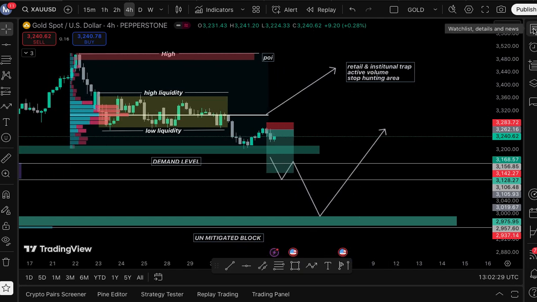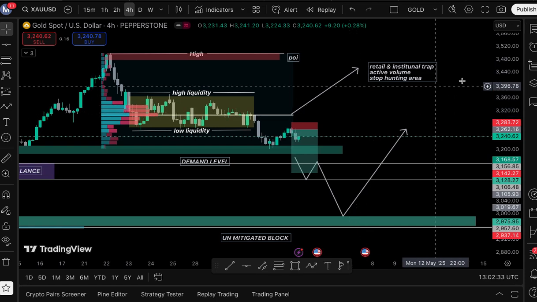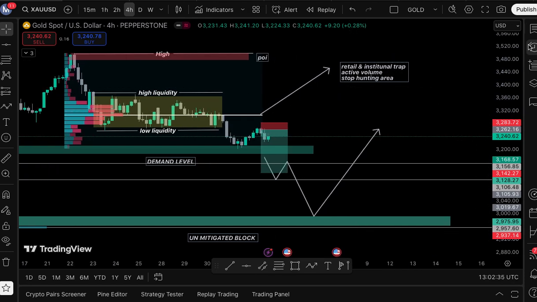And gold will be totally bearish for next week. So stay tuned for the updates, and I will upload signals in my WhatsApp group.